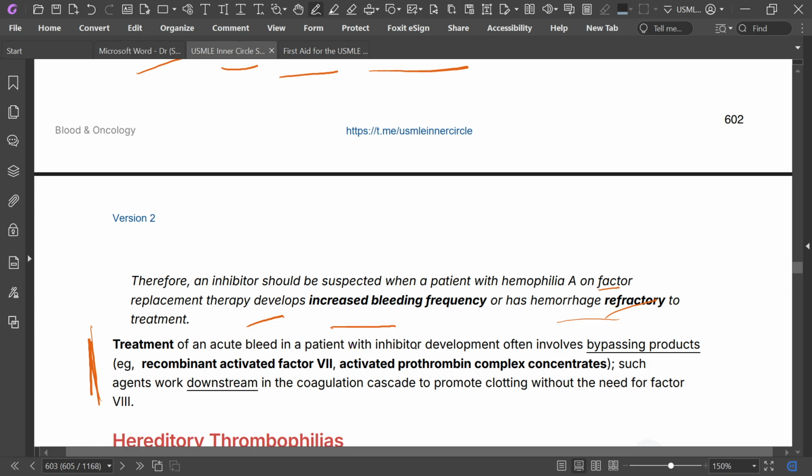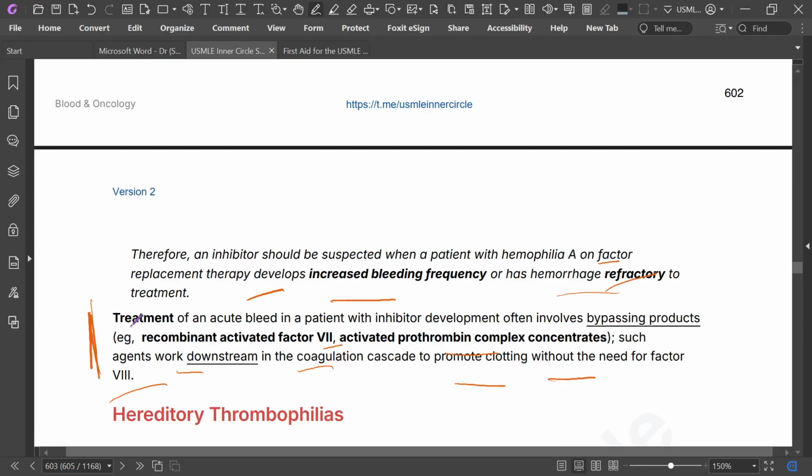Treatment of acute bleeding in a patient with inhibitor development often involves bypassing agents. Recommended are factor 7 or activated PCC. Bypassing agents work downstream in the coagulation cascade to promote clotting without the need for factor VIII. So you should use things that do not go through factor VIII; they go through the other pathway of the coagulation cascade.